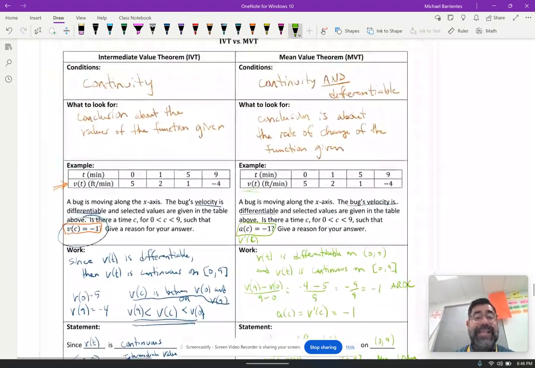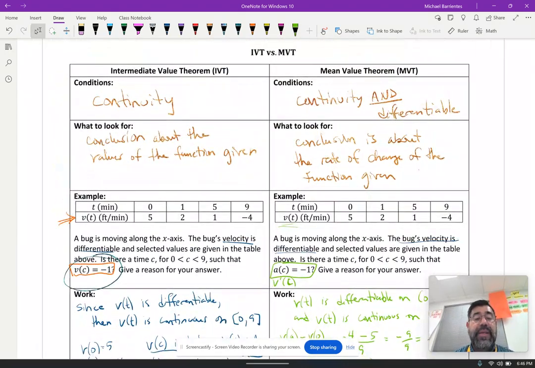This is the difference between the two. And it's important that you remember, especially in this second row of boxes, what you're going to be looking for. How do I know whether it's one or the other? Well, are they talking about making a conclusion about the function that you're given, or are they asking you to make a conclusion about the rate of change of the function that you're given? Because that's going to determine which one you're going to use.